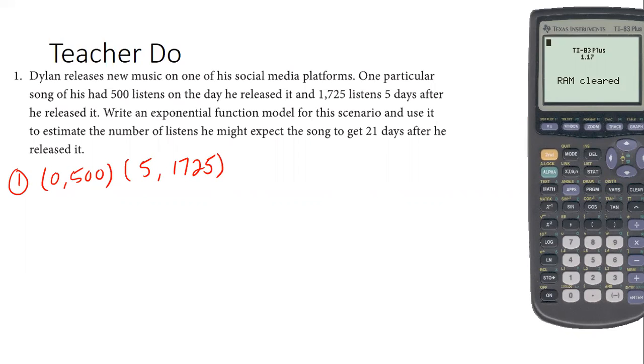Are you comfortable with identifying, guys? Are we comfortable identifying the ordered pairs from the word problem?